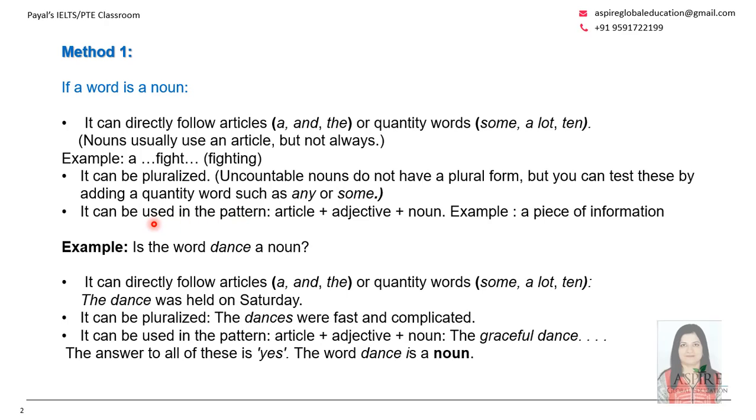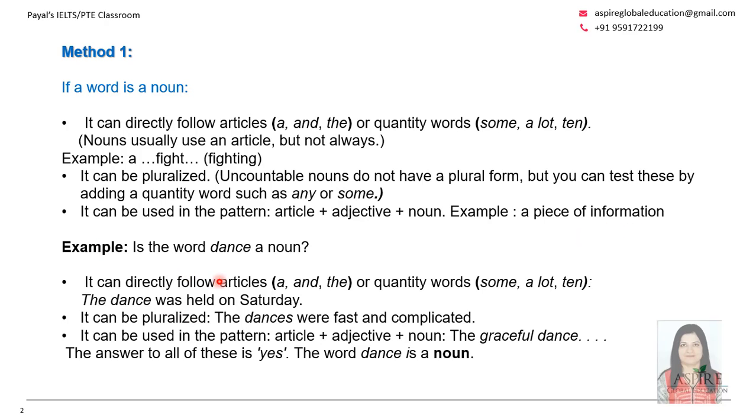Okay, now the next point is that a noun can be used in the pattern article plus adjective plus noun. For example, you can say a piece of information. You cannot say a information. You can say the information when it becomes definite, or you can say a piece of information.